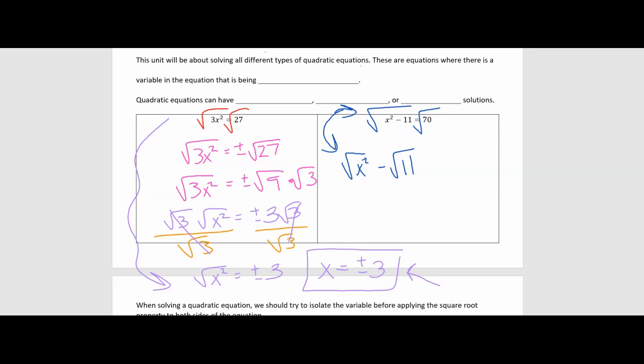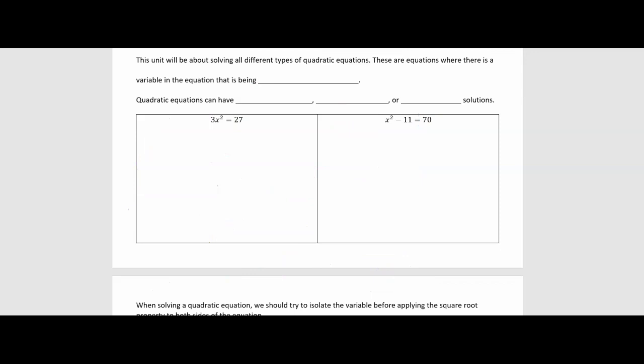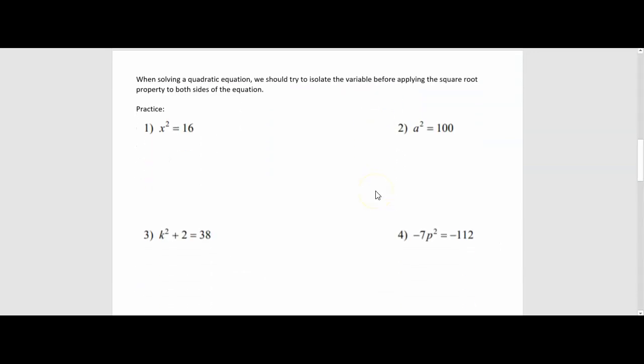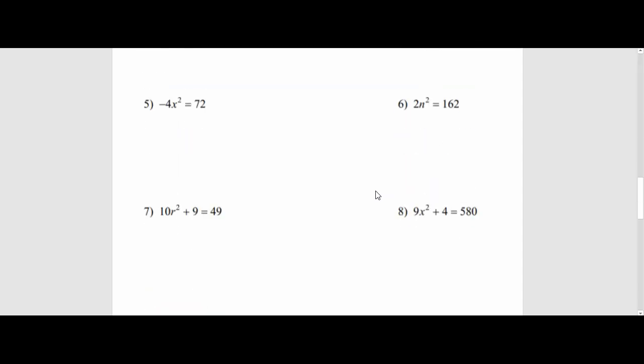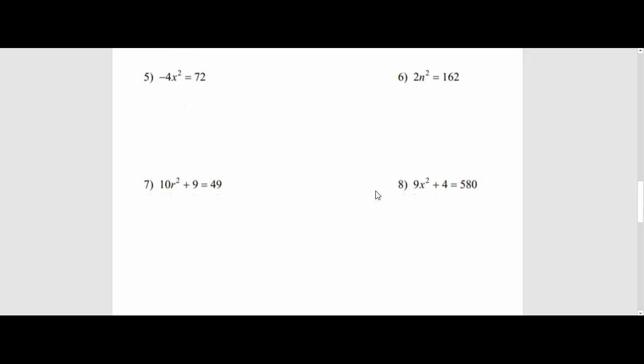So do all the inverse operations until you get the variable by itself, and then take the square root of both sides. And that's exactly what I said at the top of the next page. When solving a quadratic equation, we should try to isolate the variable before applying the square root property to both sides of the equation. Okay, let's do 2 more practice problems. Let's do number 5 and we'll do number 8. So pause the video, attempt 5 and 8. We'll review and then we will be done with the video.